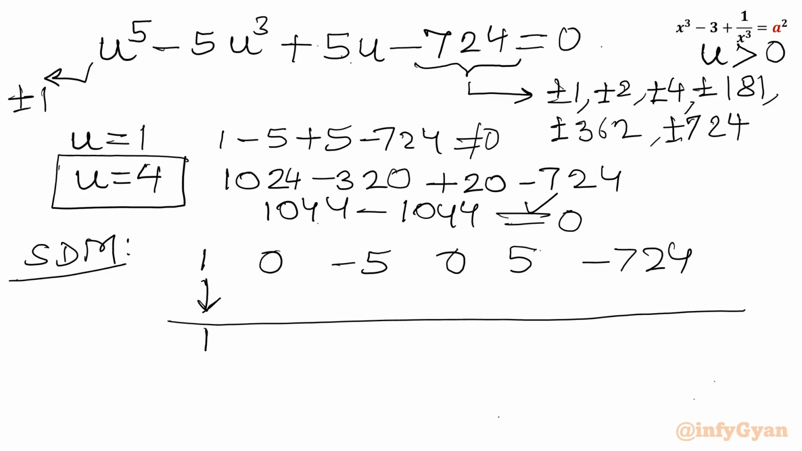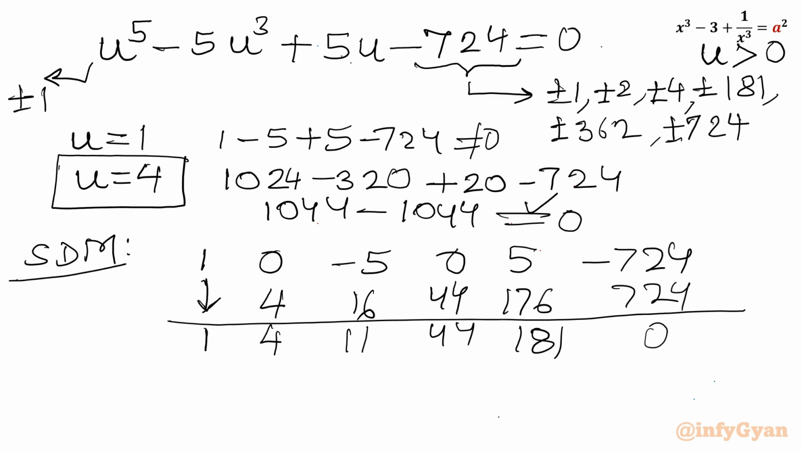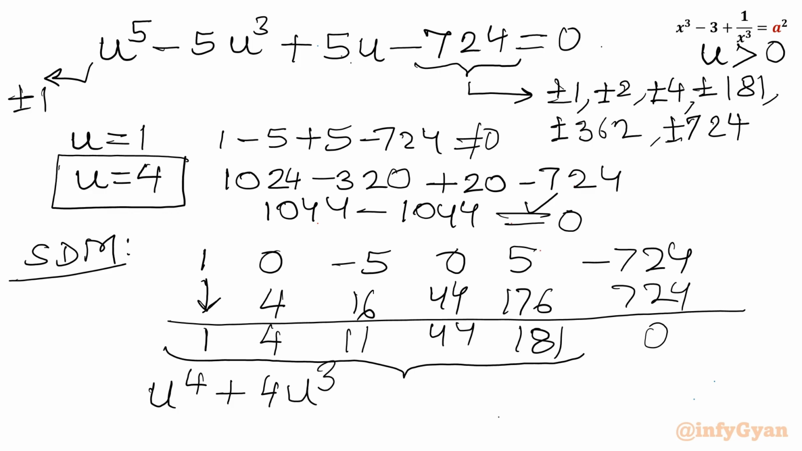Leading coefficient 1 as it is. 4 times 1, 4, 4. 4 times 4, 16, 11. 4 times 11, 44, 44. 4 times 44, 176, 181. 4 times 181, 724. So these are coefficients for the quartic equation. So I will be writing here u^4 + 4u³ + 11u² + 44u + 181 = 0.